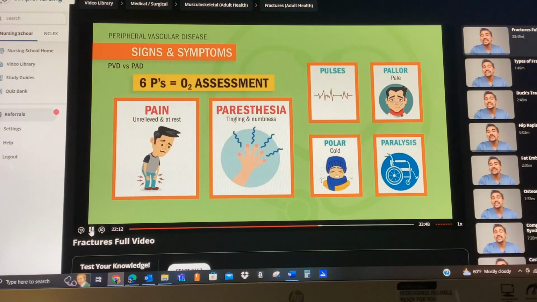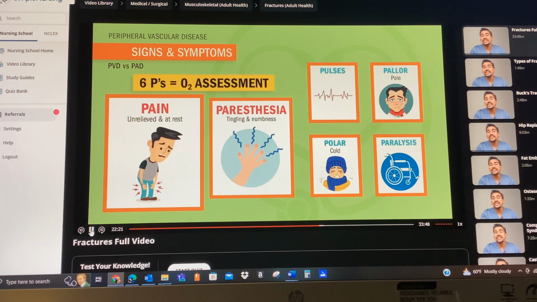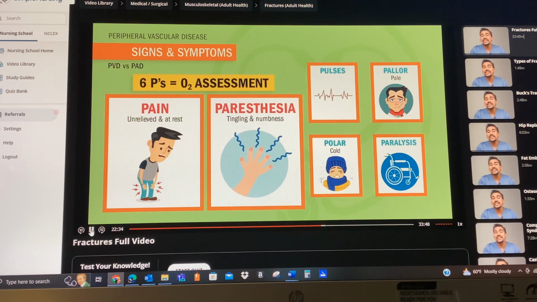So write this down. The 2 most important P's that will be on your test and usually always come up in prioritization questions. Number 1 is pain, but guys, not any kind of pain. Unrelieved pain at rest. Big key word right there. When claudication is unrelieved at rest, this means PAD has moved into the most severe stages. And number 2 is paresthesia. Fancy words for tingling and numbness. It's like when your leg falls asleep, but guys, this is a way more severe version. It's like the leg is holding its breath for a long, long time, or just being choked out.